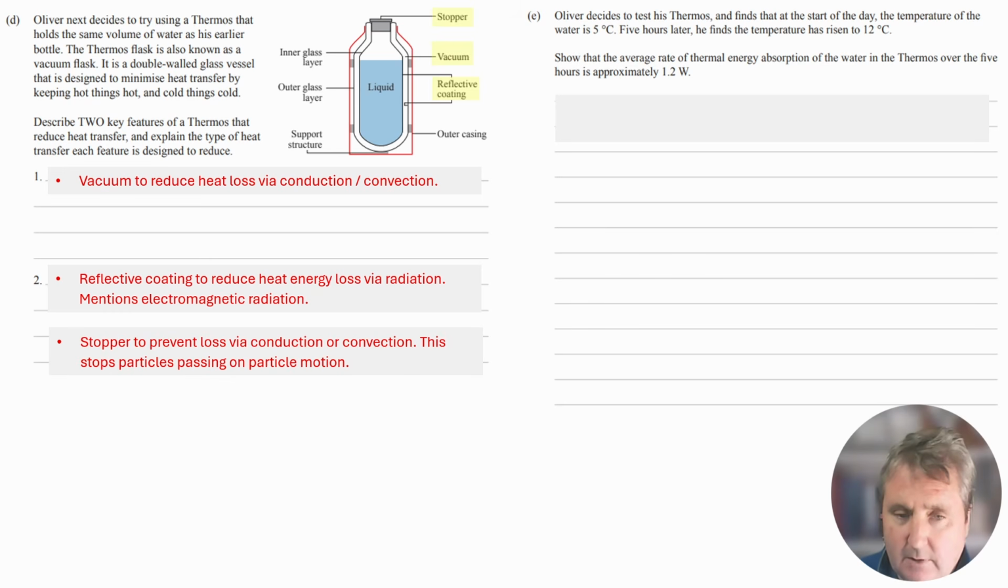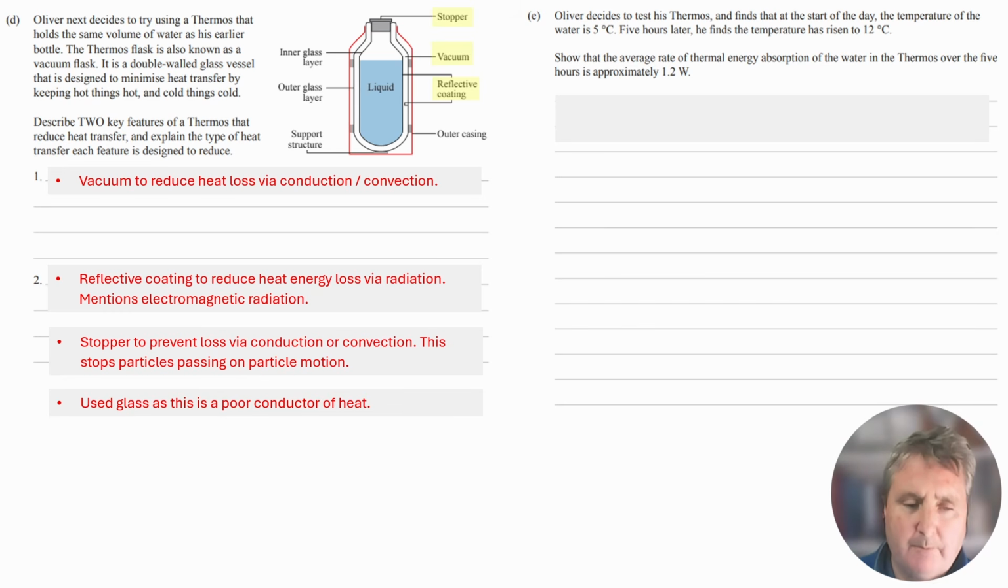The stopper, if we put the stopper on top, it will prevent the particles that are hot from rising out, and that would be convection, right? So it will stop that movement. It will also stop conduction of the hot particles at the top bumping into the cool particles in the air. And it will stop them from moving via particle motion, right? Glass is used as the inside material and the outside material because it's a poor conductor of heat. We could say that as well.